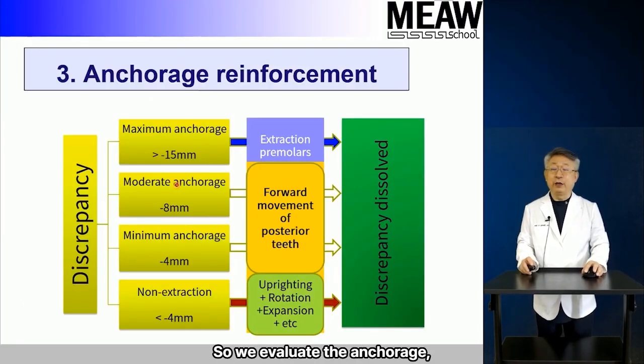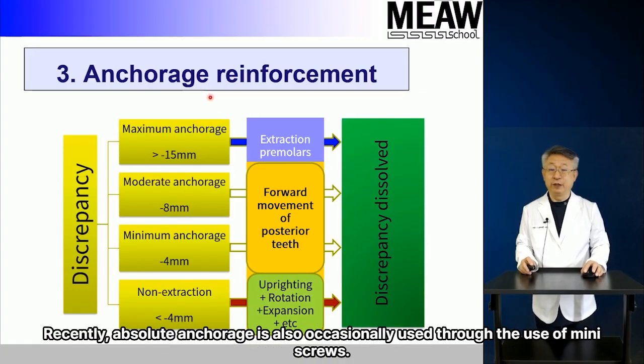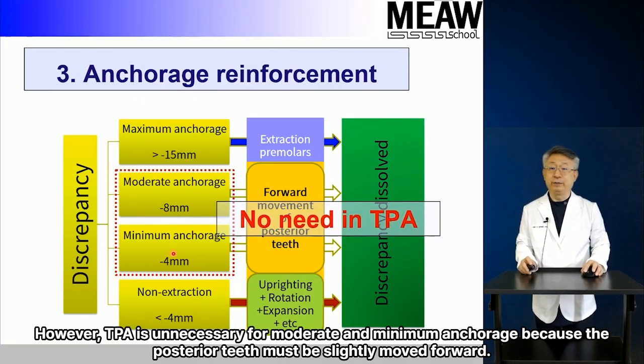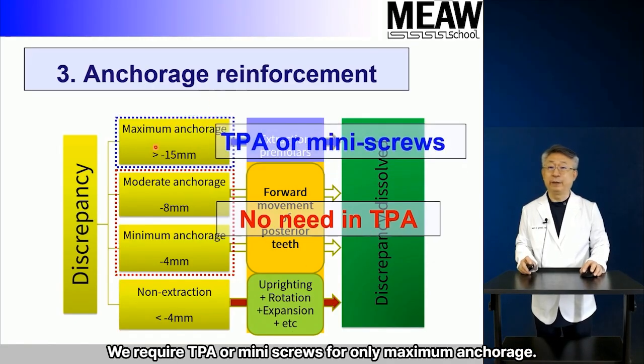So we evaluate the anchorage. The amount of anchorage required is divided into maximum anchorage, moderate anchorage, minimum anchorage, and non-extraction cases. Recently, absolute anchorage is also occasionally used through the use of mini-screws. However, TPA is unnecessary for moderate and minimum anchorage because the posterior teeth must be slightly moved forward. We require TPA or mini-screws for only maximum anchorage.